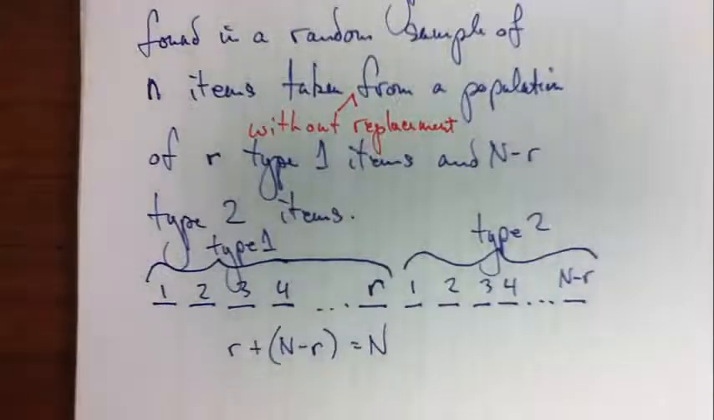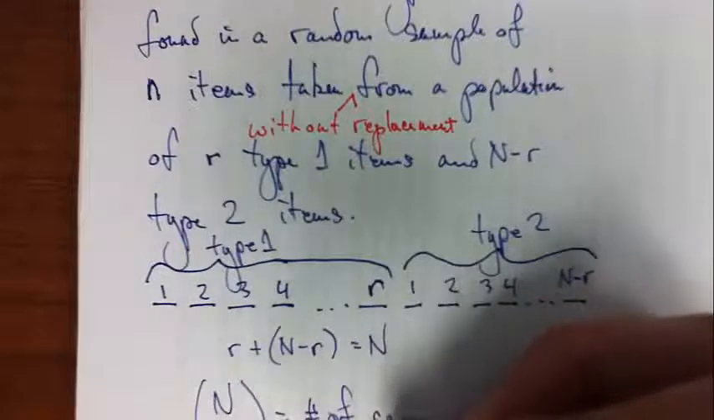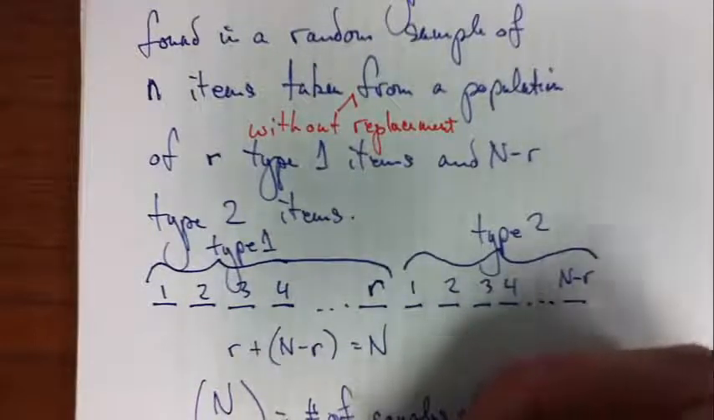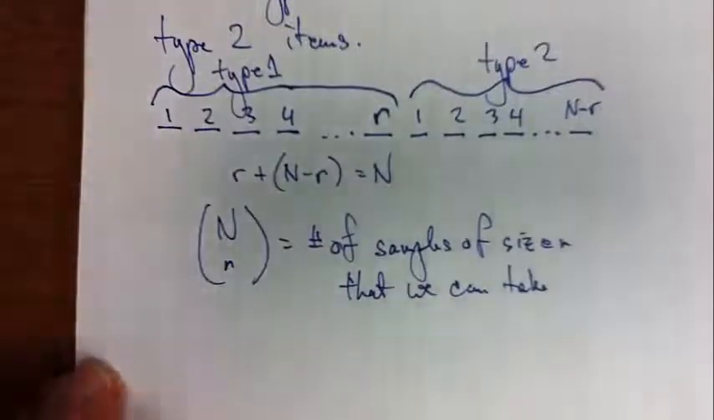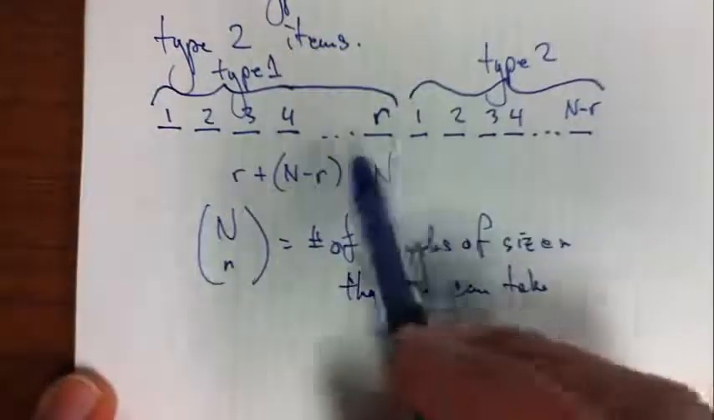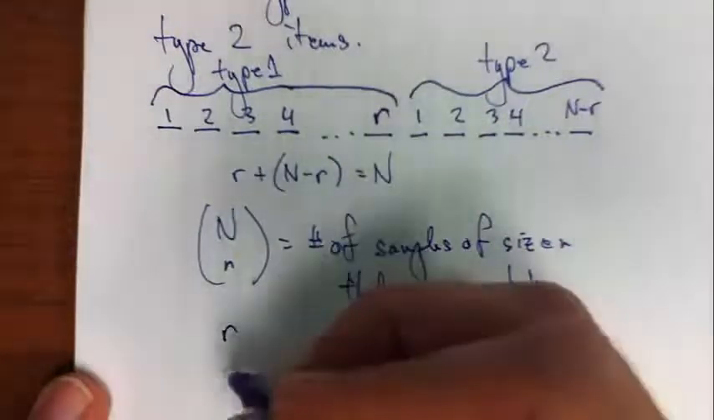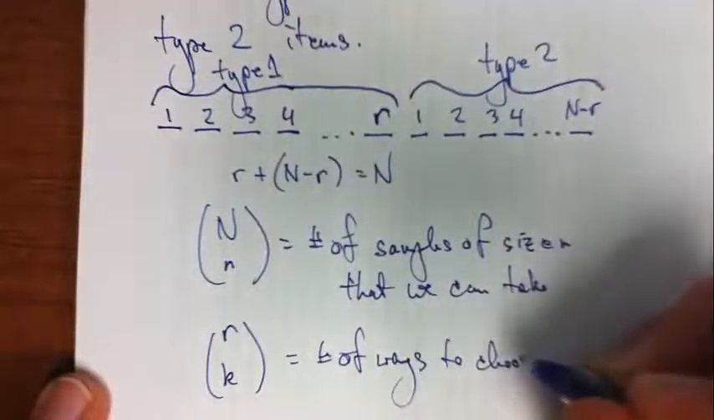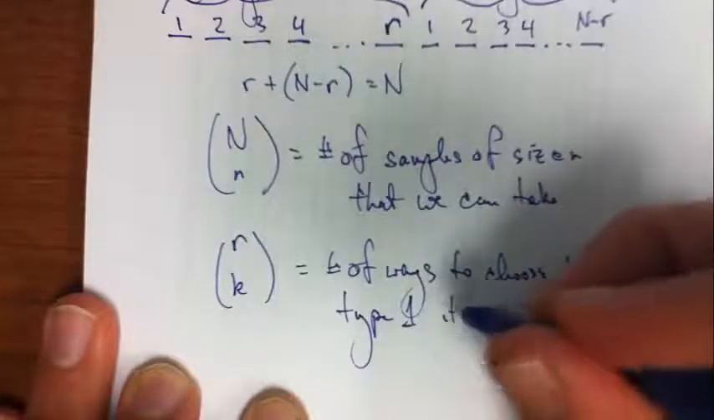All right? So first of all, note that big N choose little n is the number of simple random samples of size n that can be taken. That's the total number of samples of size n that we can take. What is the total number of ways to choose k type 1 items? Well, if there are R type 1 items, R choose k is the total number of ways to choose k type 1 items.